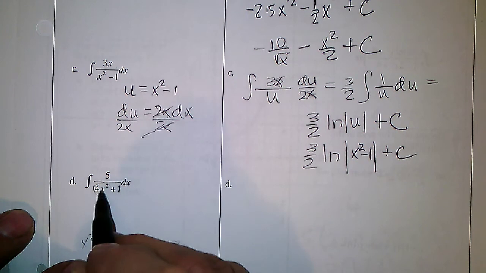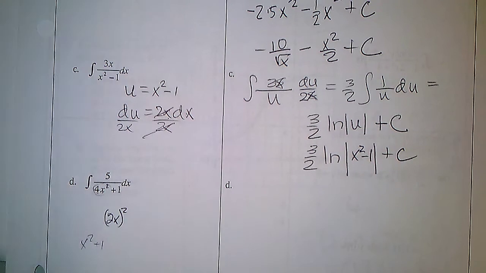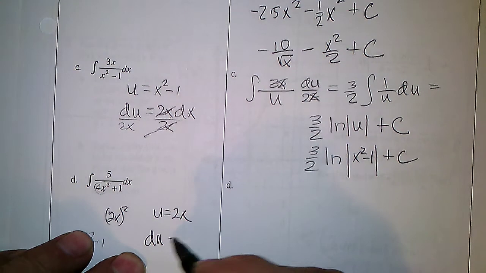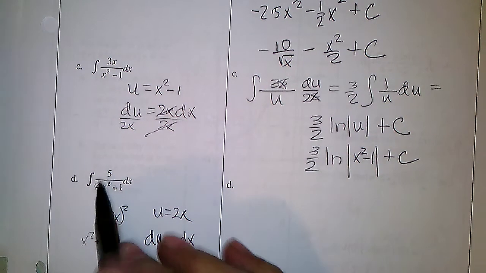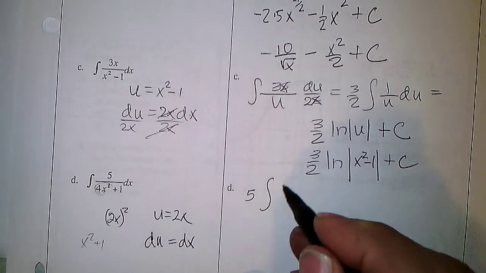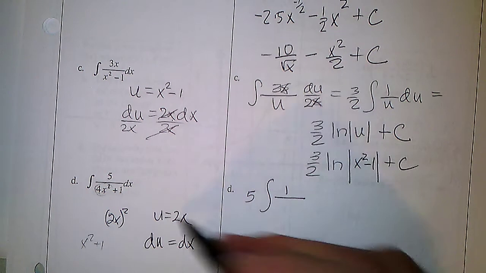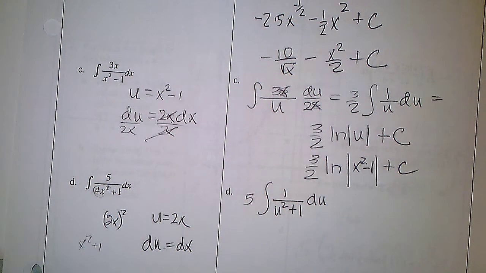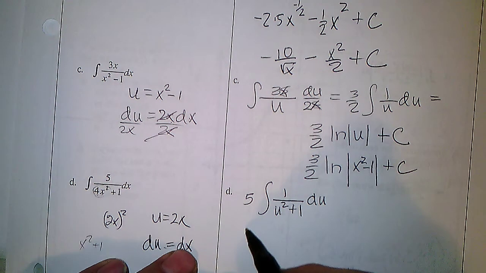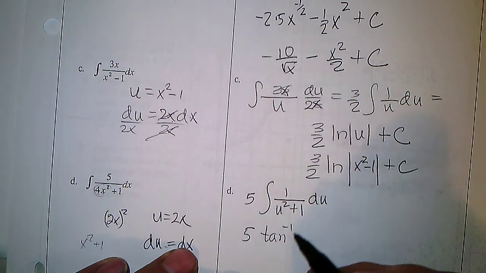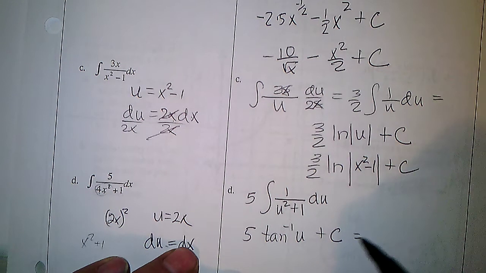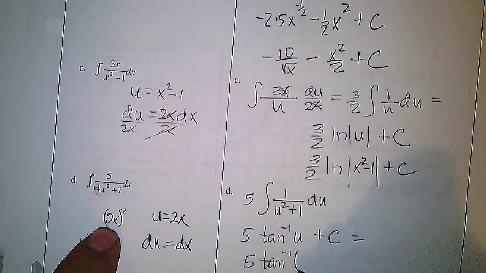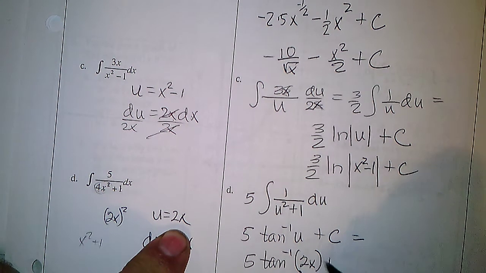So I'm going to call this, see, 4x squared is like 2x quantity squared. And so I'm going to let u be 2x. du is going to equal 2 dx. And so I'm going to have 5 integral 1 over, 2x is my u, so u squared plus 1 du, because dx is equal to du over 2. And this looks like the inverse tangent, so this becomes 5 tangent inverse of u plus c, and then that'll change back to x's, so it will be 5 tangent inverse of 2x, because that's what u was, plus c.